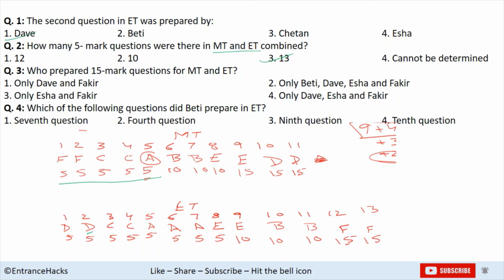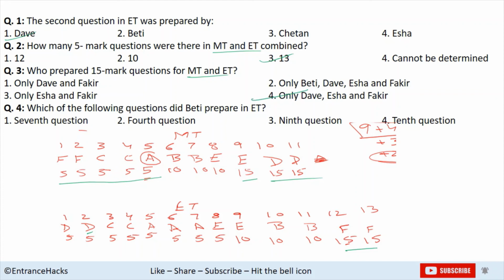Who prepared 15 marks questions for MT and ET? So 15 marks questions were prepared by Isha and Dave here and Fakir here. So the answer is Isha, Dave and Fakir. So that is option 4.